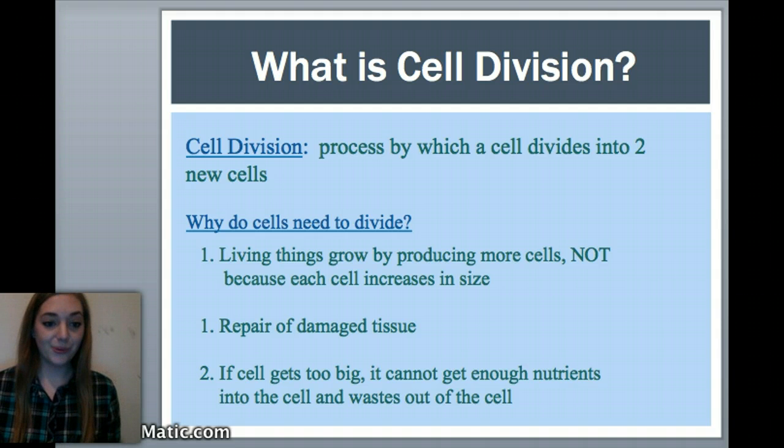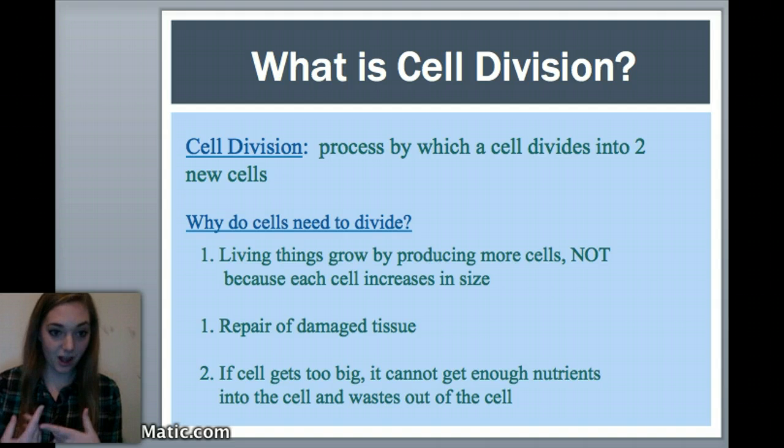It is also important that cells divide in order to repair damaged tissue. If you happen to have a paper cut on your finger, you want that to be healed. So it is important that cells divide in order to heal that scar tissue that occurs.